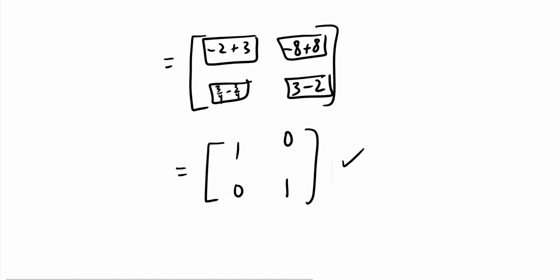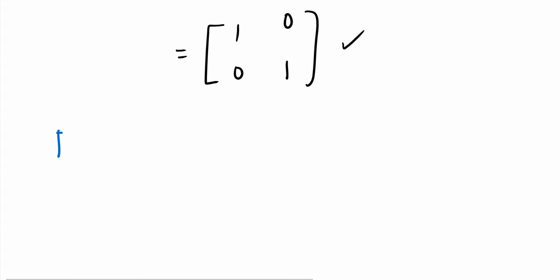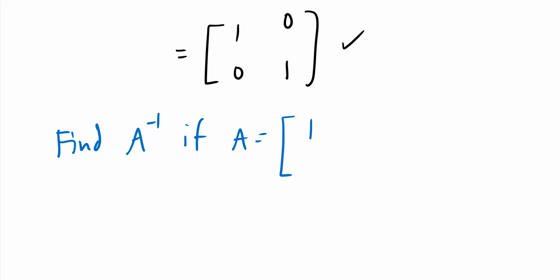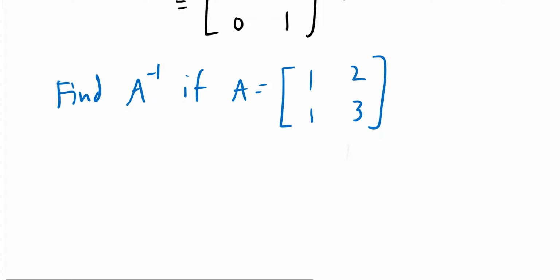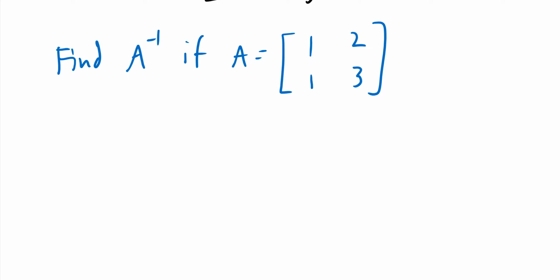Let's look at another example. Find A inverse if A is 1, 1, 2, 3. So how are we going to find this? The same procedure. We're going to follow exactly the same procedure, cleaning column by column. So first we write the matrix A, 1, 1, 2, 3, and then 1, 0, 0, 1.